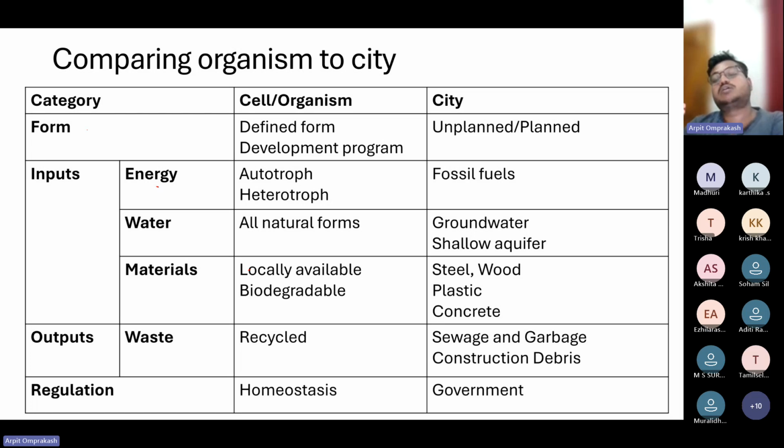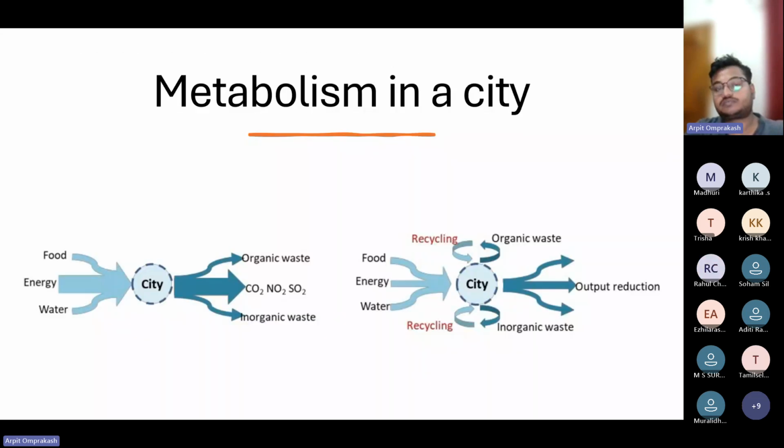Right. In terms of a city, when we talk about regulation, who regulates the growth, who regulates how the city functions, and so on, we think that the government is the body that is responsible for doing all that. So we see that there are some things that are similar, some things that are different when we compare an organism to a city.